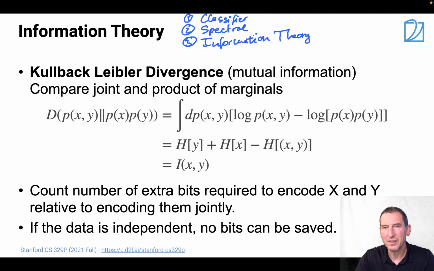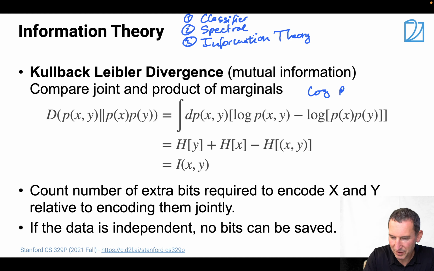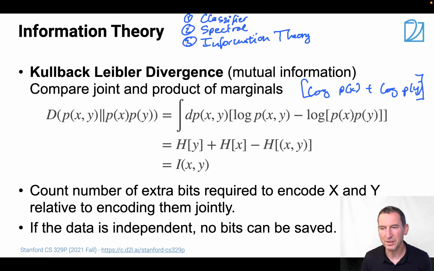So the information theoretic approach would be to look at the Kullback-Leibler divergence between the joint and the product of the marginals. And so now if we plug this in, right, so this is dP of x and y, log of p of x and y minus log of p of x times p of y. Okay, so far so good. Now I can split this up, obviously, into log p of x plus log p of y, right? That's just by the addition versus multiplication within the logarithm.